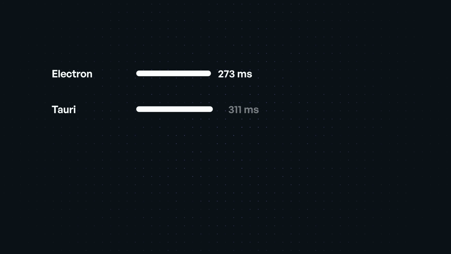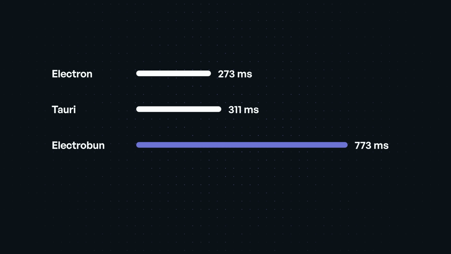Okay, now we can launch these apps to detect the startup time, and I've written a script that does this 10 times so then I can take the median. Electron as a baseline was 273 milliseconds. Tauri actually came in at 311 milliseconds. Electrobun was 773 milliseconds, and Deno was 242 milliseconds.